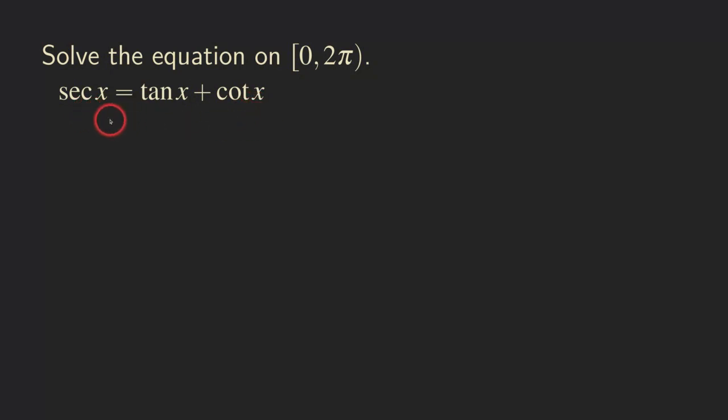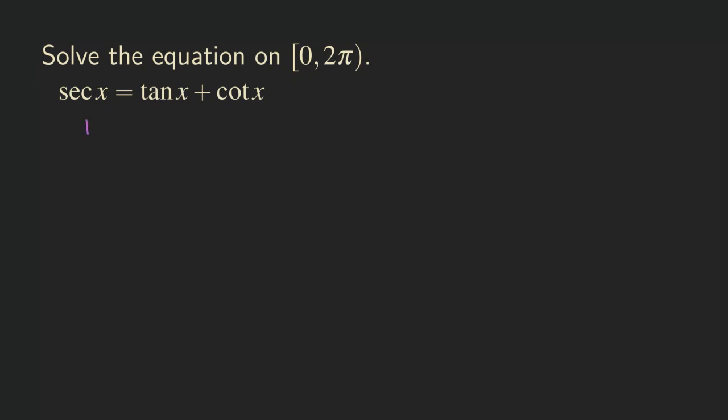So in this case, the easiest way in general is just to convert all of them into sine and cosine. So we only need to worry about the sine and cosine functions. Okay, so let's try this. First, we are going to rewrite secant x in terms of cosine, so we are going to get the reciprocal of the cosine.